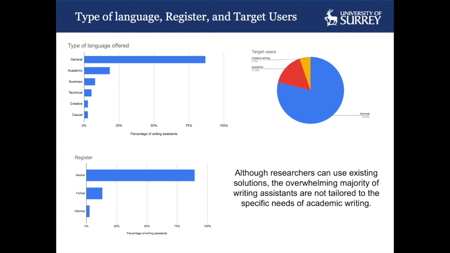In terms of language register and target users, although existing researchers can use most solutions, the overwhelming majority of writing assistants are not tailored to the specific needs of academic writing. In terms of type of language, most of them offer general language. In terms of register, the majority offers a neutral register. In terms of target users, most of them target a general population.